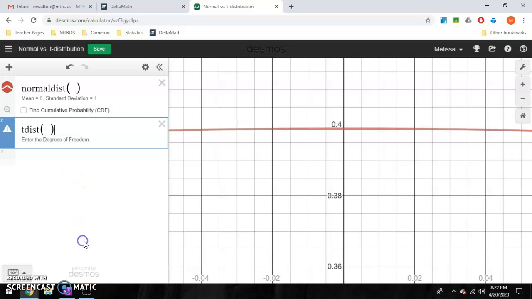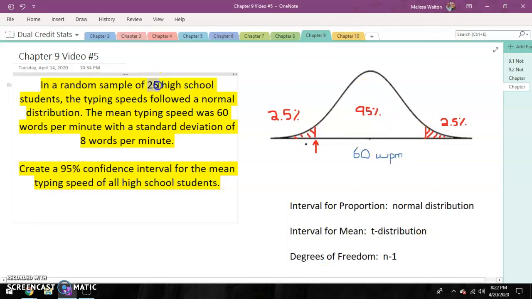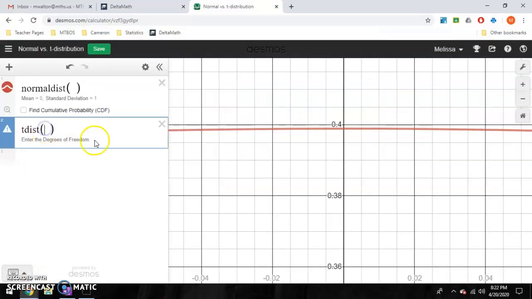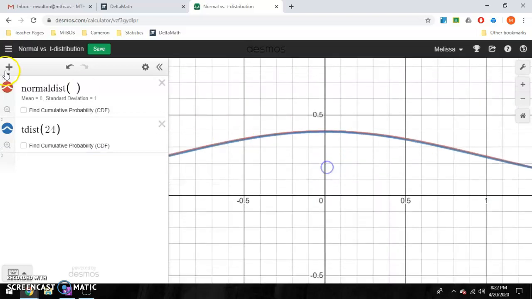Now you might be curious, what the heck is a degree of freedom? Guys, for our degrees of freedom, that is just the number sampled minus 1. Looking at this one, we have a random sample of 25 high school students. So my degrees of freedom is n minus 1. This means that I would have 24 degrees of freedom. And that is my t-distribution for this problem. I'm going to go ahead and exit out of my normal distribution.